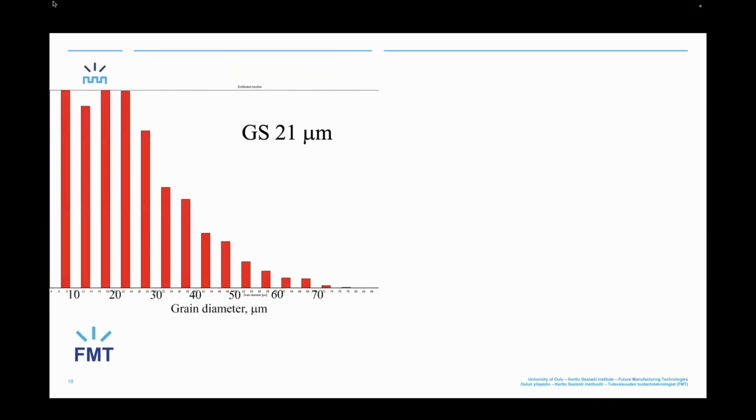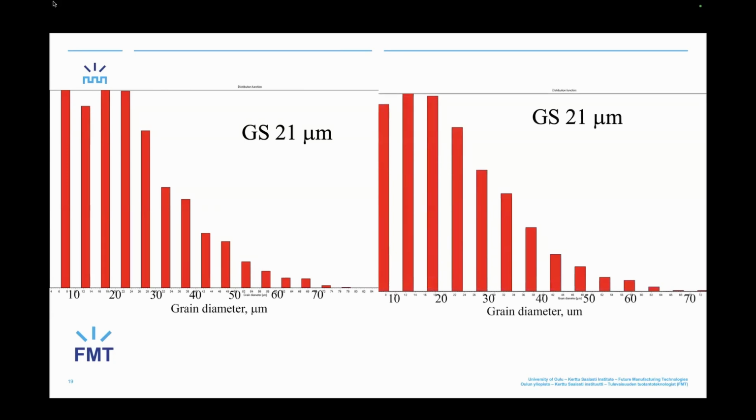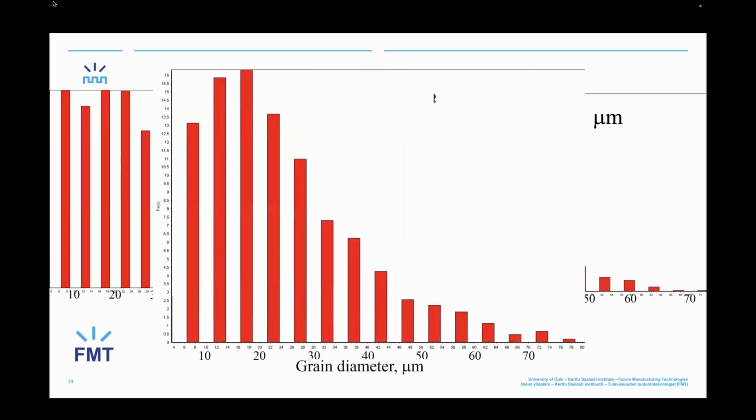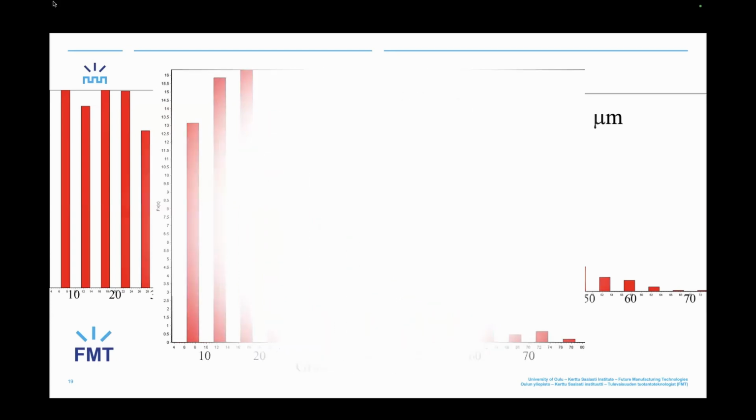Here at 1200 without holding, 0 seconds gives a grain size of 21 microns. There is no difference after 1 second, the same 21 microns. Even after 5 seconds at 1200, the grain size was 23 microns. So there's no difference. The difference comes from the temperature, not from time.